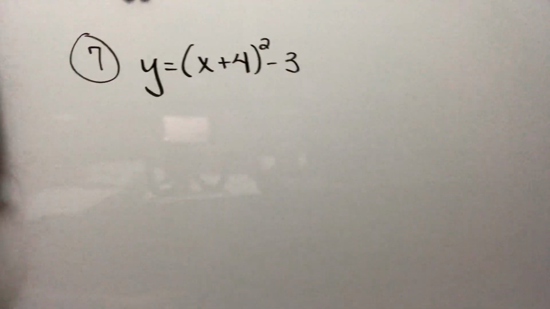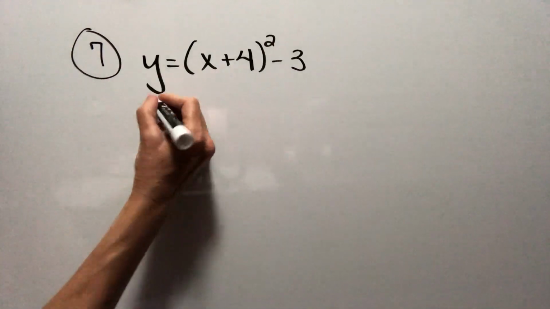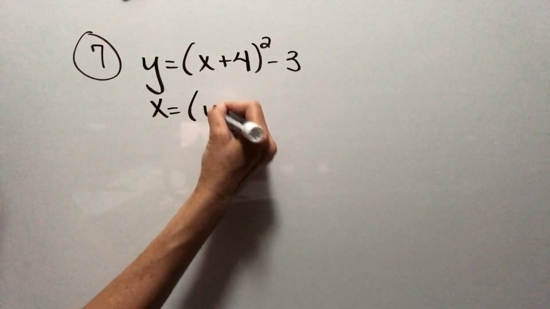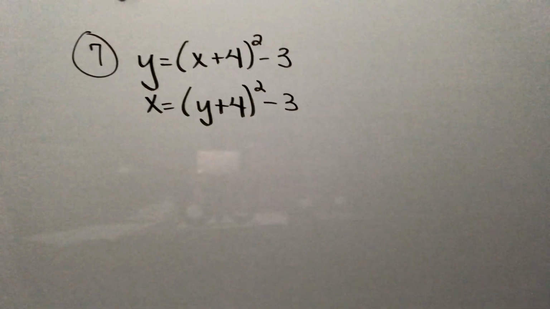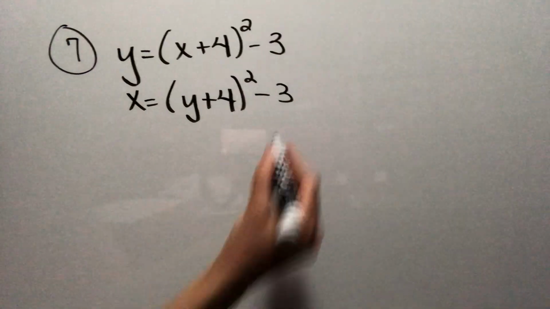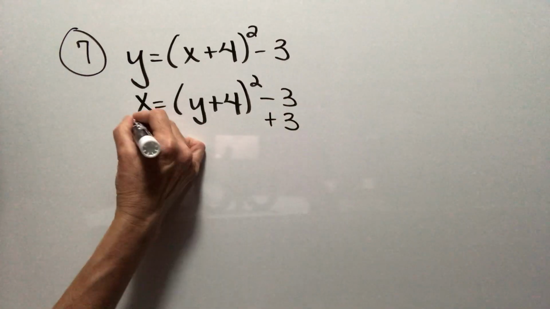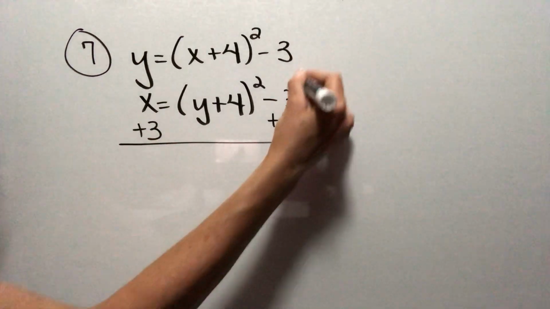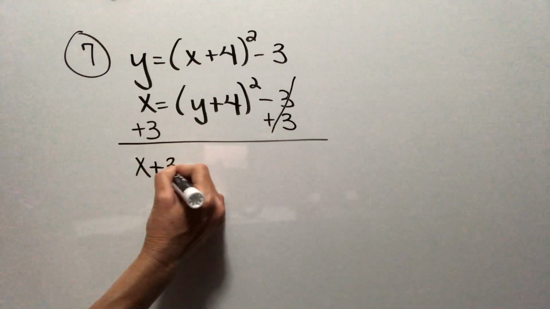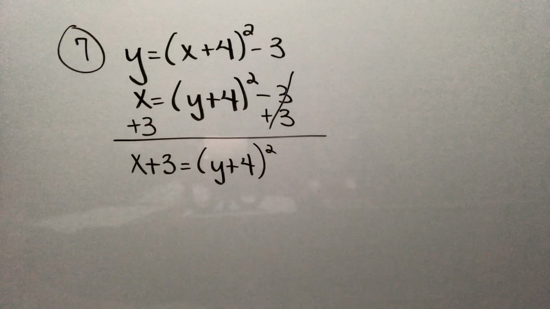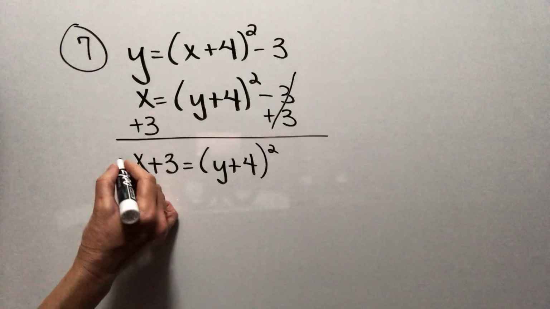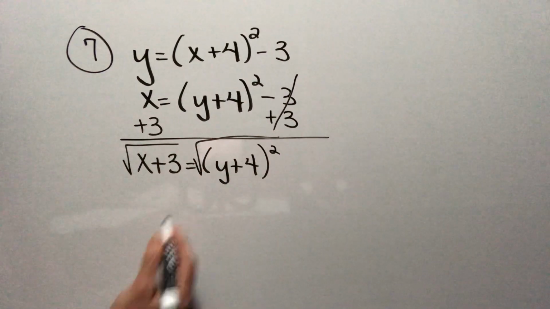Okay, so again, we're going to switch the x and the y, and then I will solve for y. I'm going to add 3 to both sides. So it will be x plus 3 equals y plus 4 squared. I want to eliminate the square, so I will square root both sides.